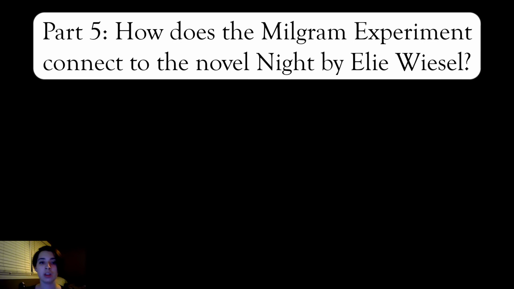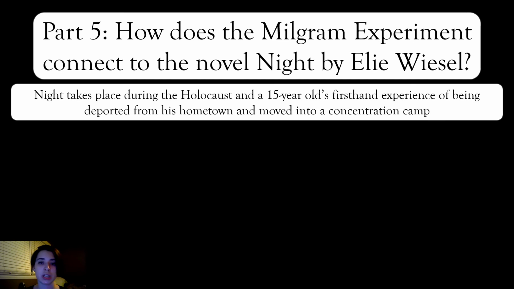Part 5. How does the Milgram experiment connect to the novel Night by Elie Wiesel? The novel Night takes place during the Holocaust and a 15-year-old's firsthand experience of being deported from his hometown and moved into a concentration camp.